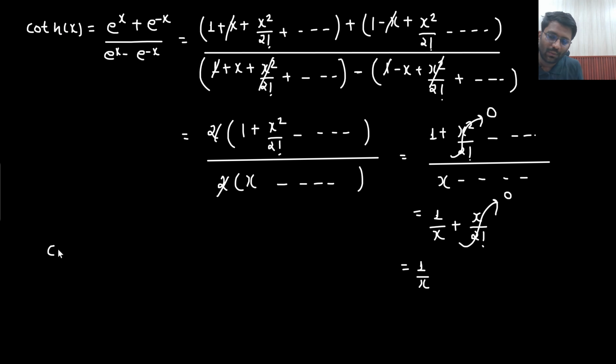So basically, cot hyperbolic x is approximated to nothing but 1 by x only.